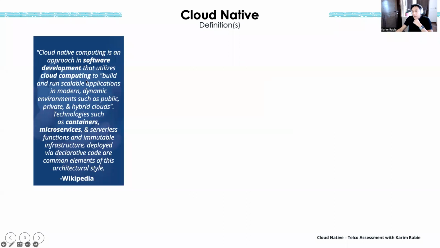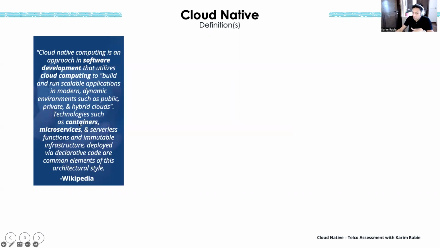And that software development is actually using the cloud computing model to build whatever dynamic application. So it relies on cloud computing. In order to understand what cloud native is, you first need to understand what cloud computing is, what the cloud model characteristics are, and that will be on the second slide.